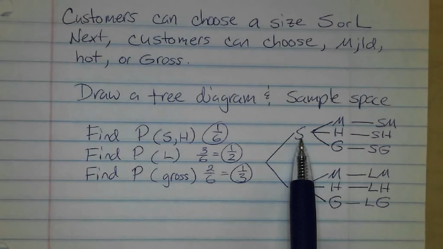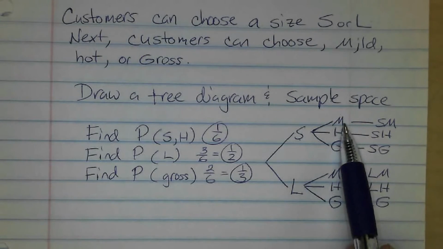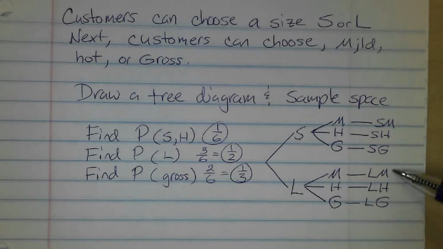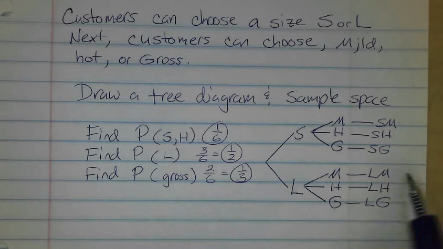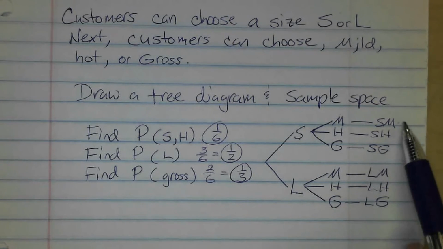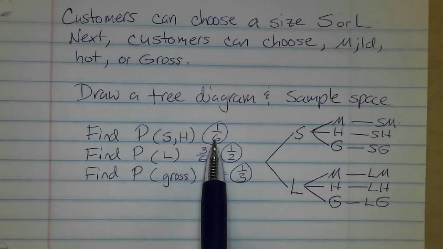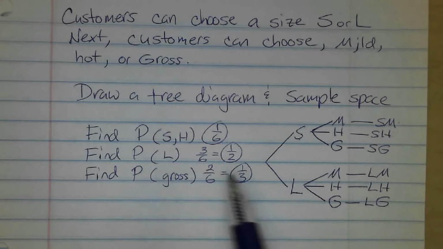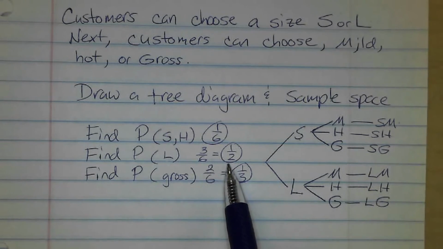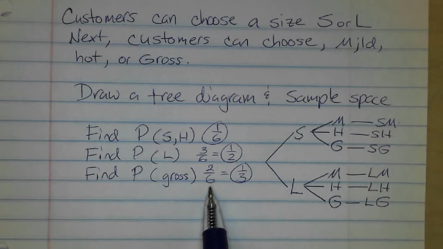Okay, so here we have our tree diagram, small or large, and then mild, hot, or gross. We can see our sample space here. These are all the possible combinations. The first question, a small hot. There's only one small hot out of 6 combos, so we have 1/6. For large, well, large mild, large hot, large gross. That's 3 of them out of 6. And remember to reduce your fraction, so we have 1/2.